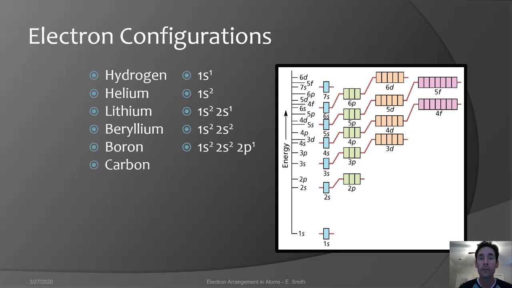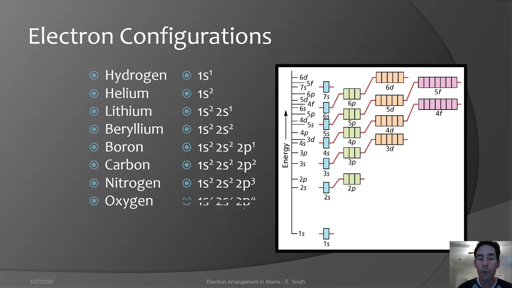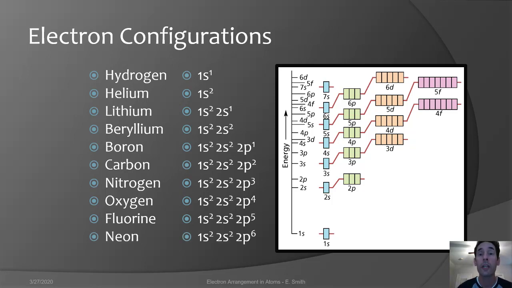Carbon, 1s2, 2s2, 2p2, what do you think? Continue on. Next element, nitrogen, 1s2, 2s2, 2p3. Oxygen, 1s2, 2s2, 2p4. Fluorine, 1s2, 2s2, 2p5. And then finally neon, 1s2, 2s2, 2p6.